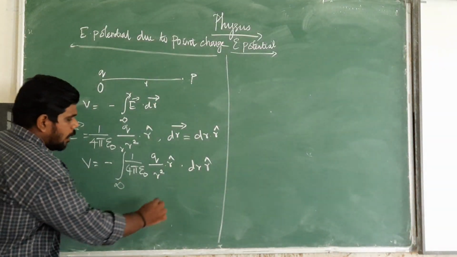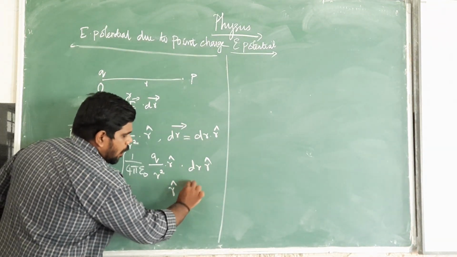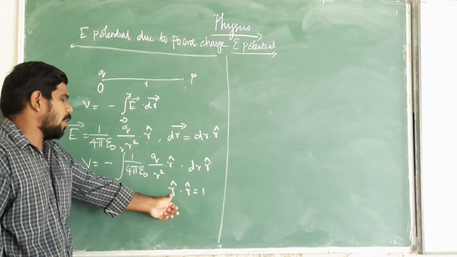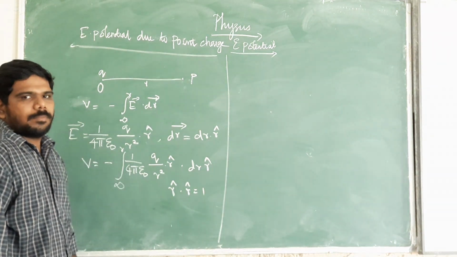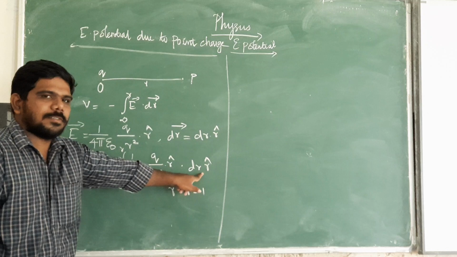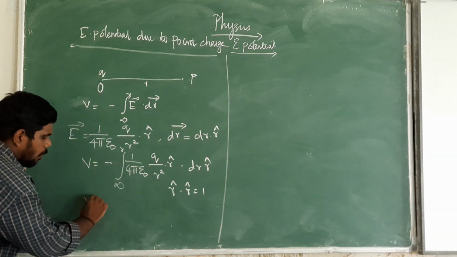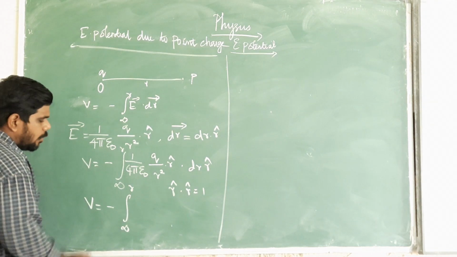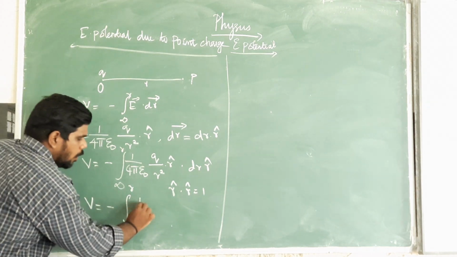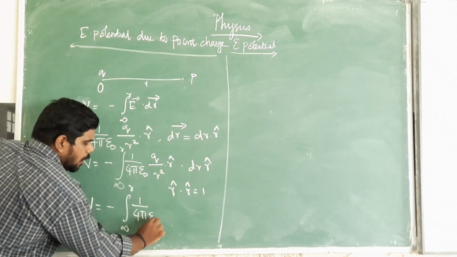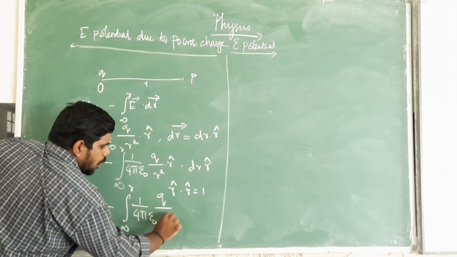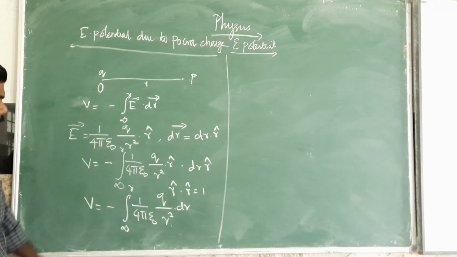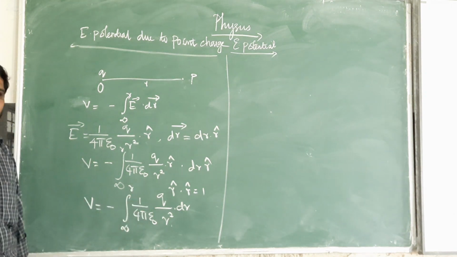Similarly here, r cap dot r cap is equal to 1. Or you simply say, the unit vector r cap dot r cap is equal to 1. Okay, so r cap is equal to 1. So what we get: V is equal to minus integral from infinity to r of 1 by 4 pi epsilon 0 q by r square into dr. Okay, from this expression, which terms are constant?